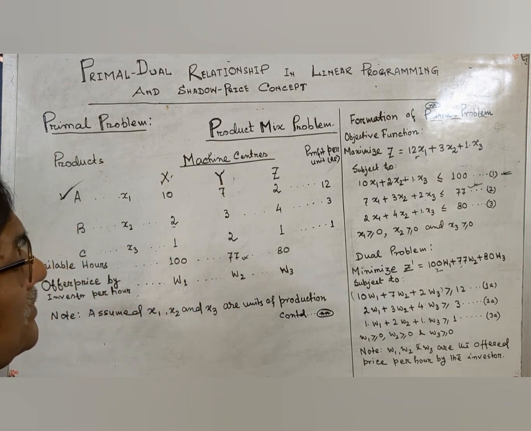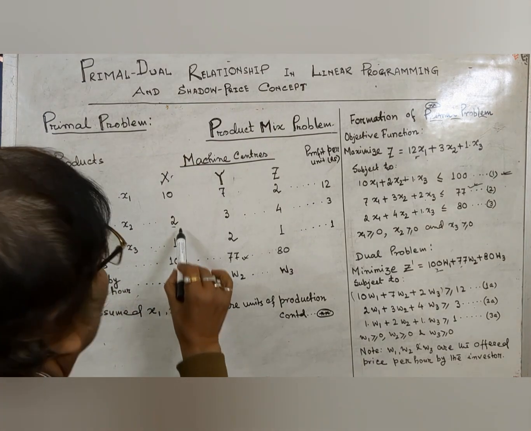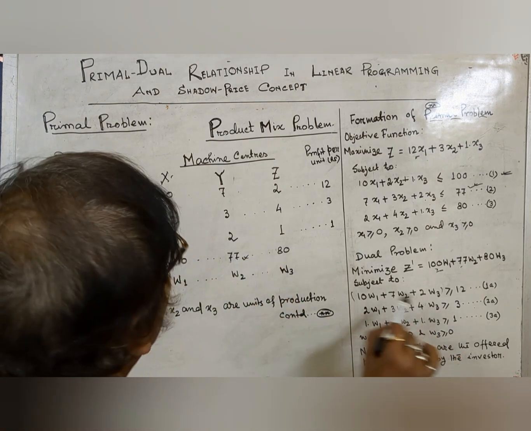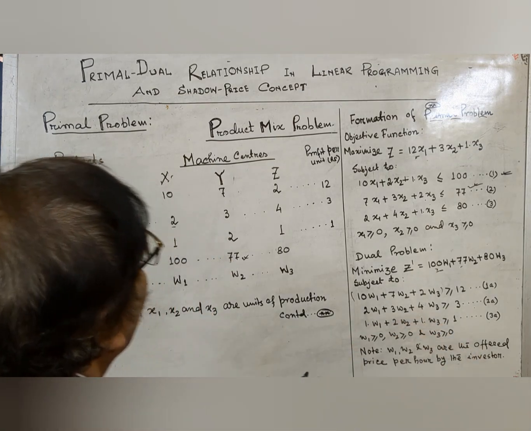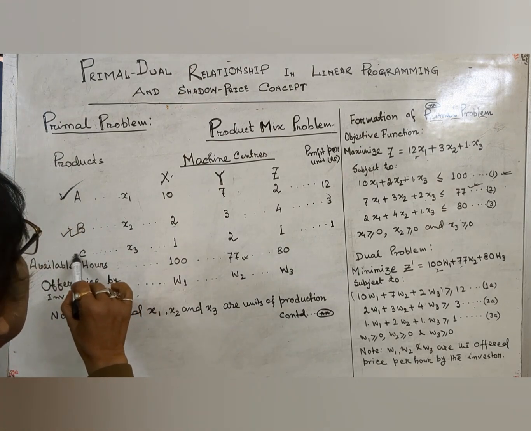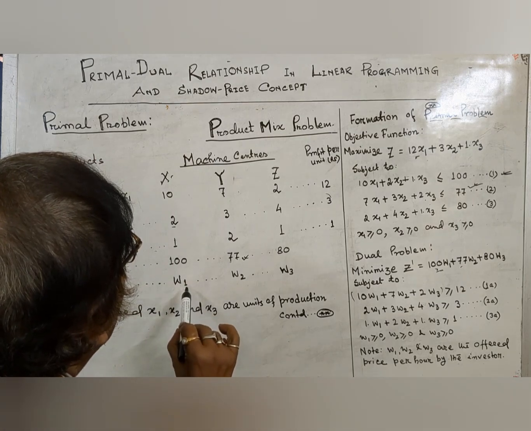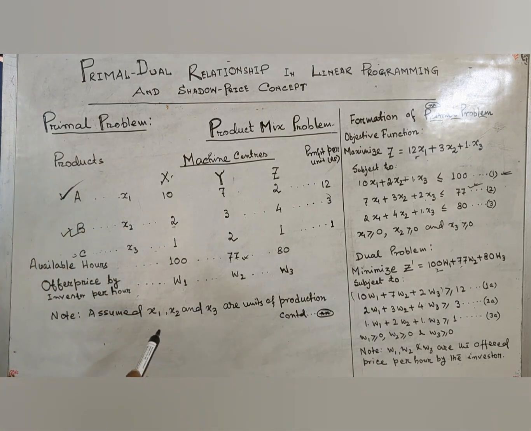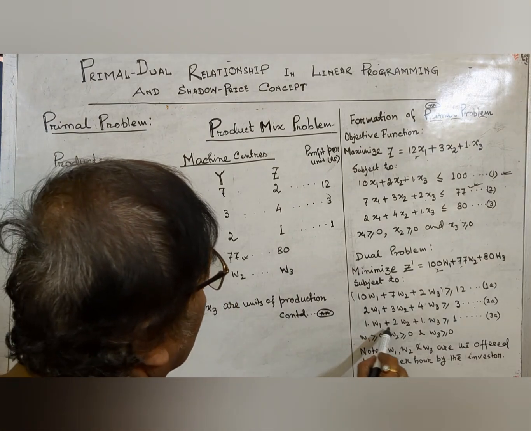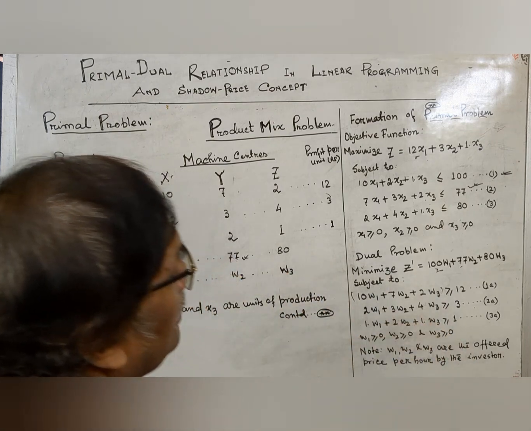then the manufacturer will not mind selling the resources. Similarly, for product B, we can write 2 into W1 for the resources X, plus 3 into W2, plus 4 into W3, is greater than or equal to 3, because 3 is the profit per unit for this product. And for product C, the cost is W1 per unit, which will be given by the investor to the manufacturer. For 1 hour, he will get 1 into W1 plus 2 into W2 plus 1 into W3, which is greater than or equal to 3.